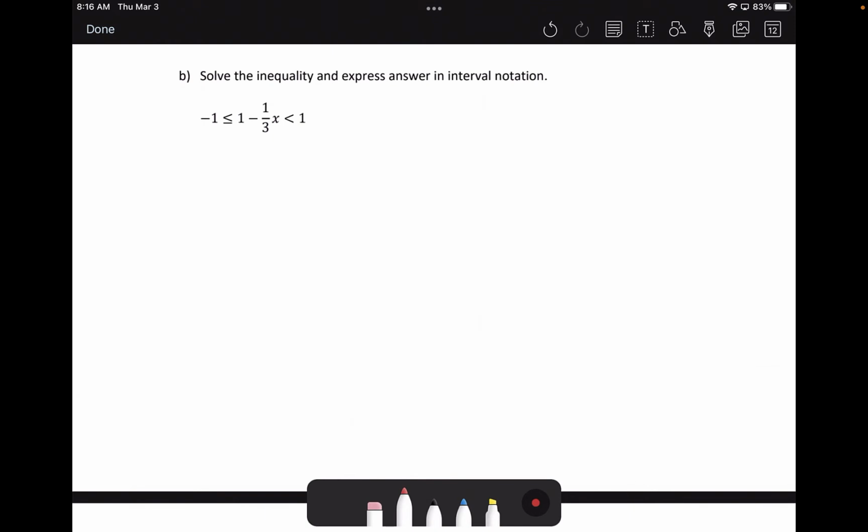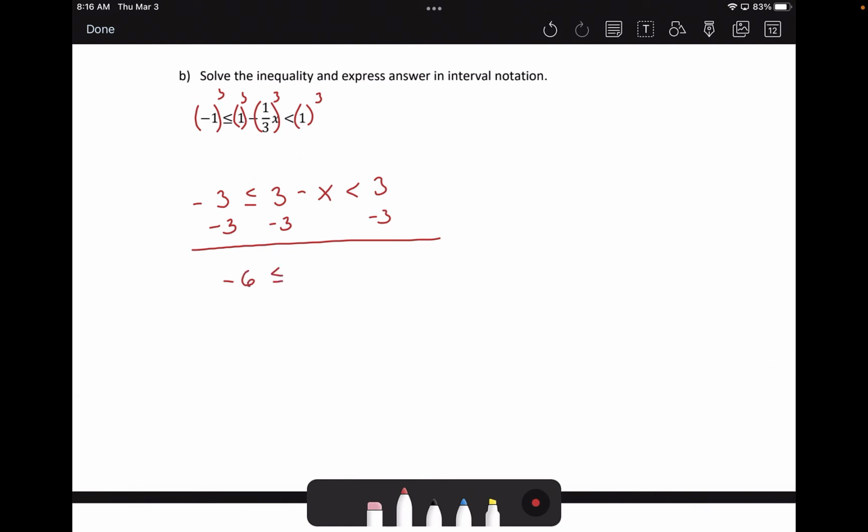Next, we want to isolate the x in the middle. If it helps you, multiply everything by 3. So we get negative 3 is less than or equal to 3 minus x less than 3. To isolate the x now, we need to move the 3 that's in the middle, so we'll subtract it everywhere, left, middle, and the right. Negative 6 is less than or equal to negative x is less than 0.